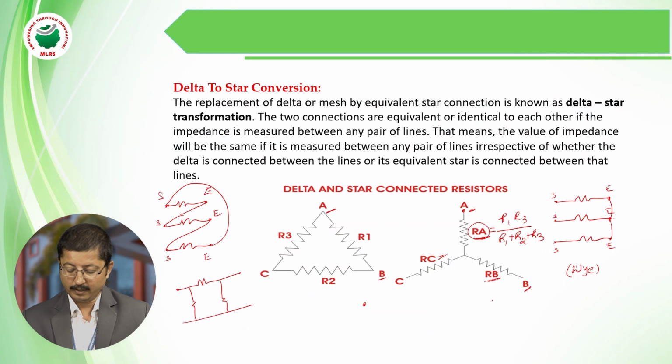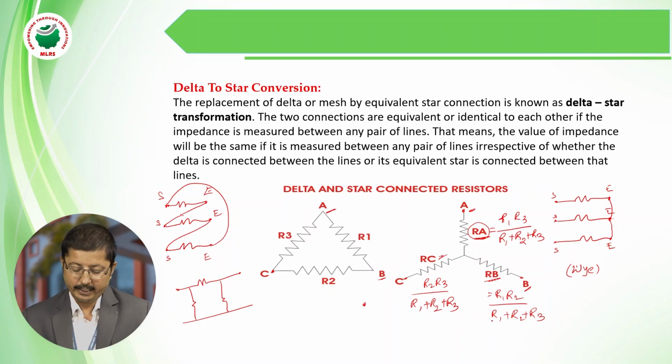Similarly, we can see for RB also. This point B in the delta connection touches two resistances here. So RB is equal to R1 R2 divided by R1 plus R2 plus R3. Similarly, RC: from this point C, two resistors are connected, so RC is R2 R3 divided by R1 plus R2 plus R3. So this is the conversion from delta to star.